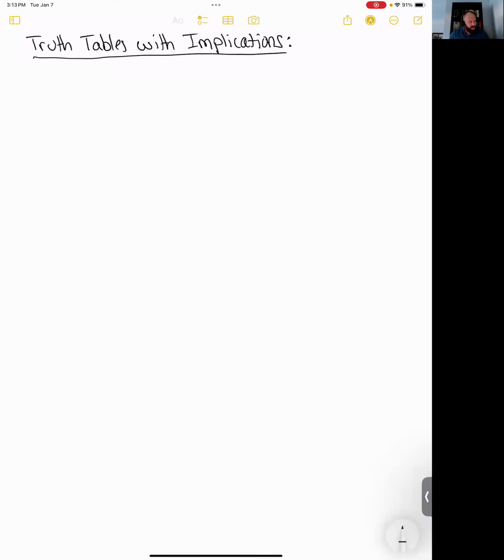Okay, so now I want to continue to talk about truth tables, and in particular truth tables with implications, because this often causes some more confusion or bothers people a little bit, the definition. So let's look at the definition. Again, we're going to build a truth table to define what the implication is.